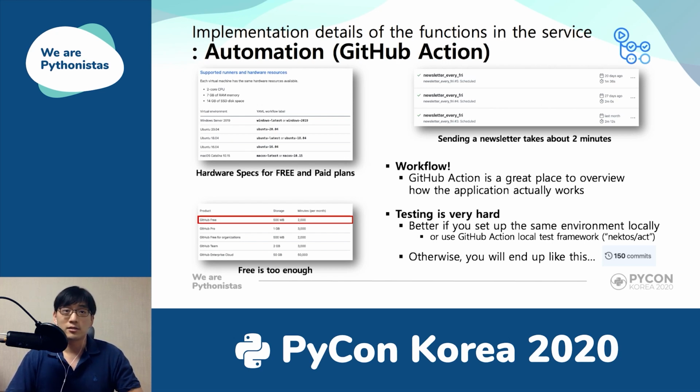I would probably say this is the first place that I'll visit for any open source project if they use GitHub Action. However, one of the drawbacks is the difficulty of testing GitHub Action. You gotta find out a way to test GitHub Action locally. Otherwise, you'll probably end up with something like 150 commits from this slide, as you can see. 100 out of 150 reflects the number of changes that I needed to experiment with the GitHub Action.